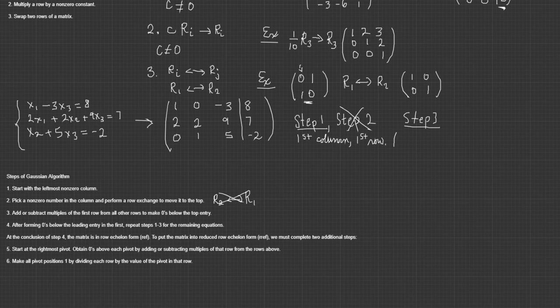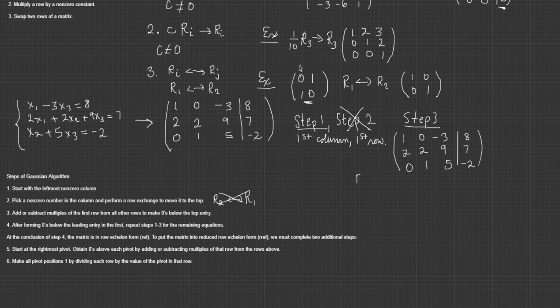So let's write our matrix. 1, 0, 3, negative 3, 2, 2, 9, 0, 1, 5, and then we have 8, 7, negative 2. Remember, our goal is to make this 2 a 0. And we can do that by subtracting a multiple of the first row from the second.